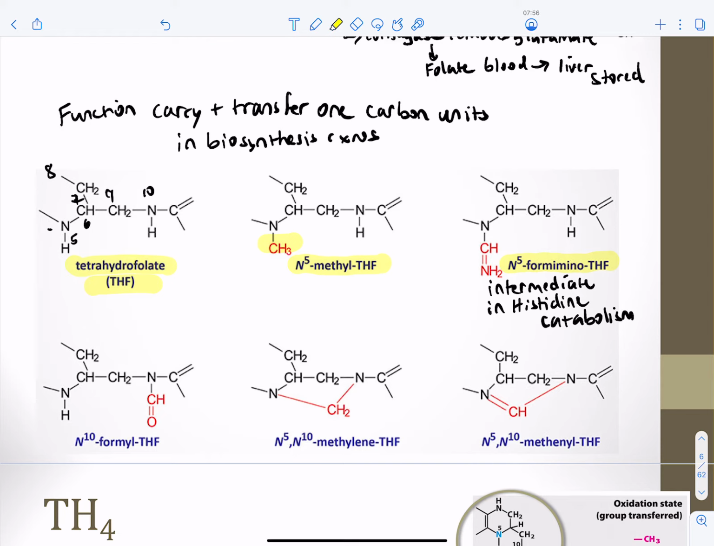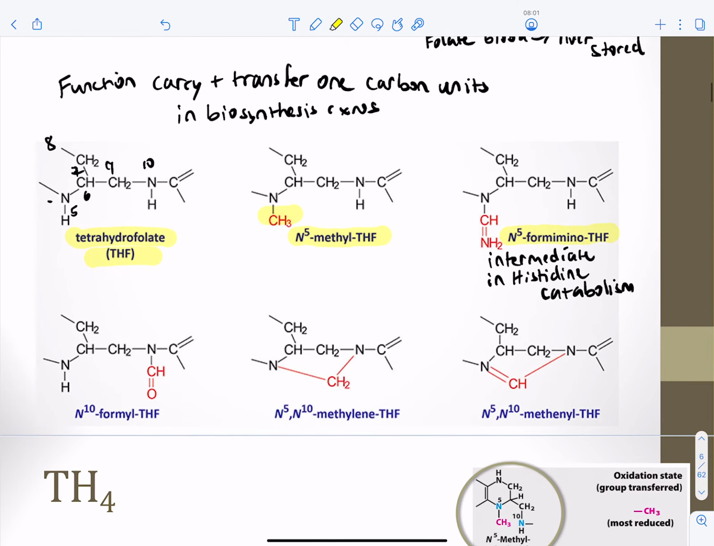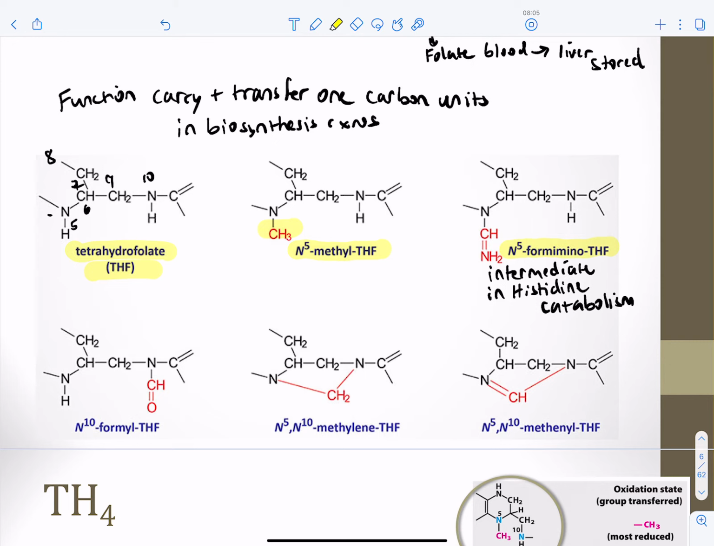And then we have also position 10 that can pick up carbons. So your position 10 can pick up, for example, a formyl tetrahydrofolate. And then both N5 and N10 can be a bridge. So they can be a bridge for either a methylene group or a methanol group with your tetrahydrofolates. Okay, so just keep in mind, N5 is the attachment site of our methyl groups, and our N5, N10 methylene tetrahydrofolate is going to be a very important cofactor for several reactions.